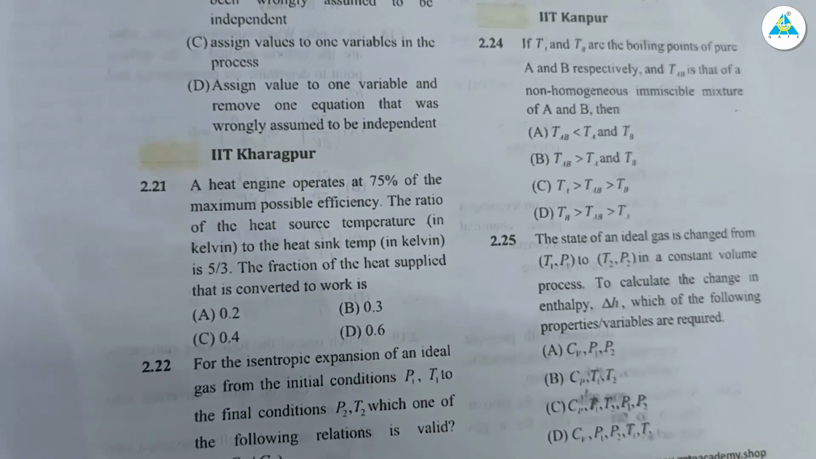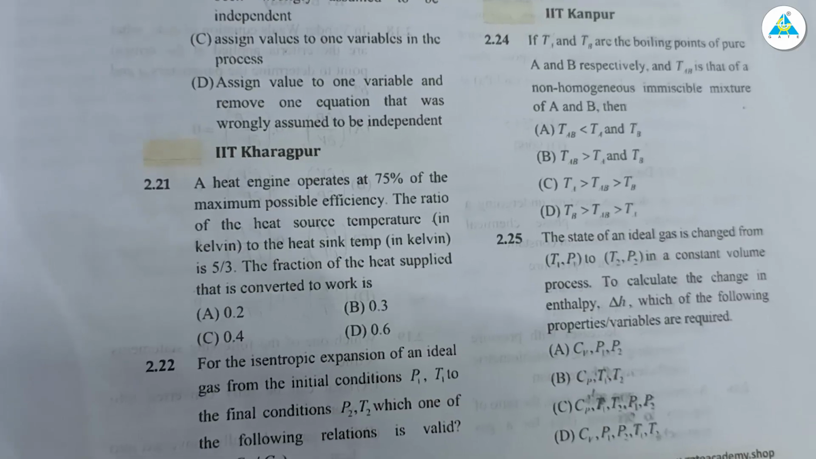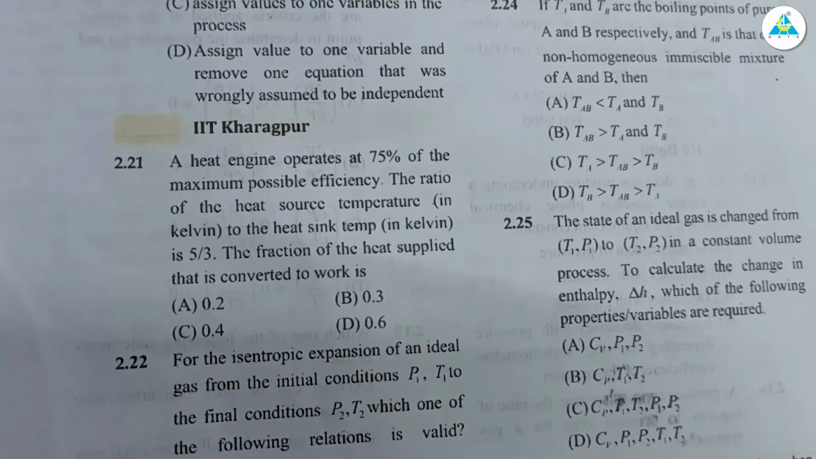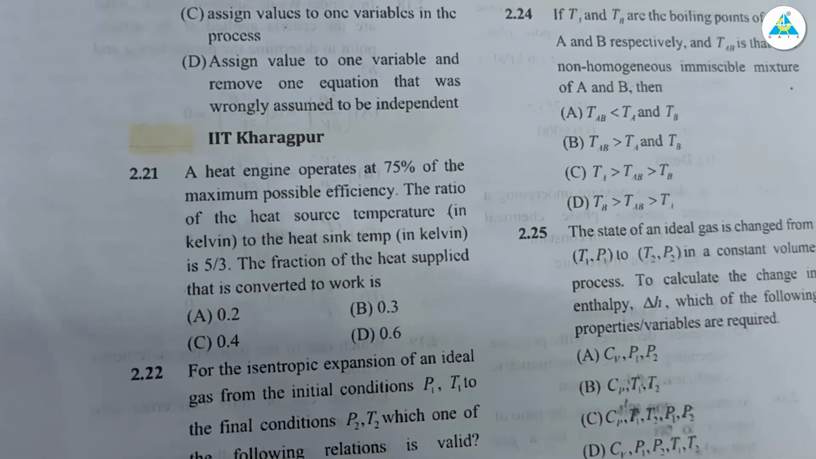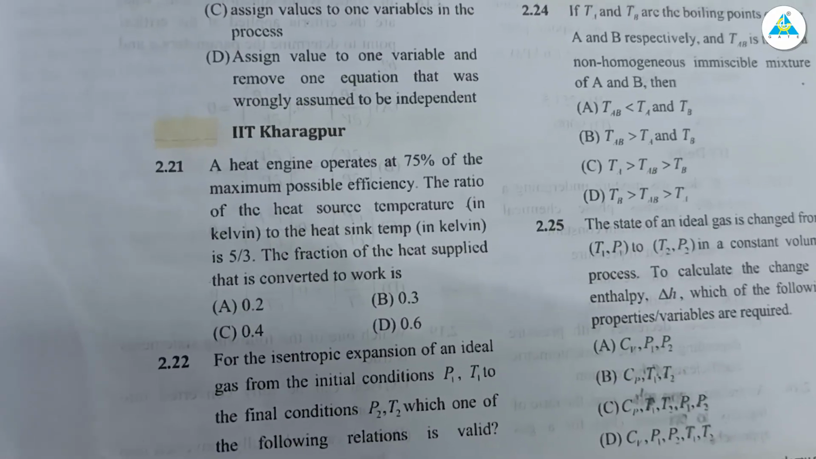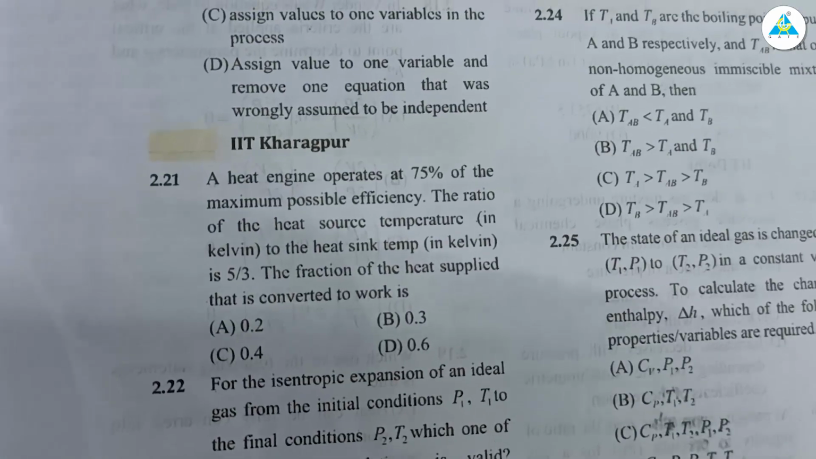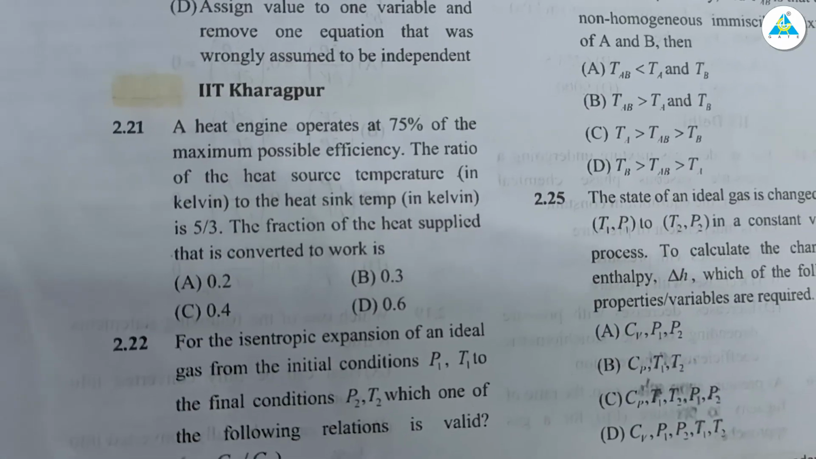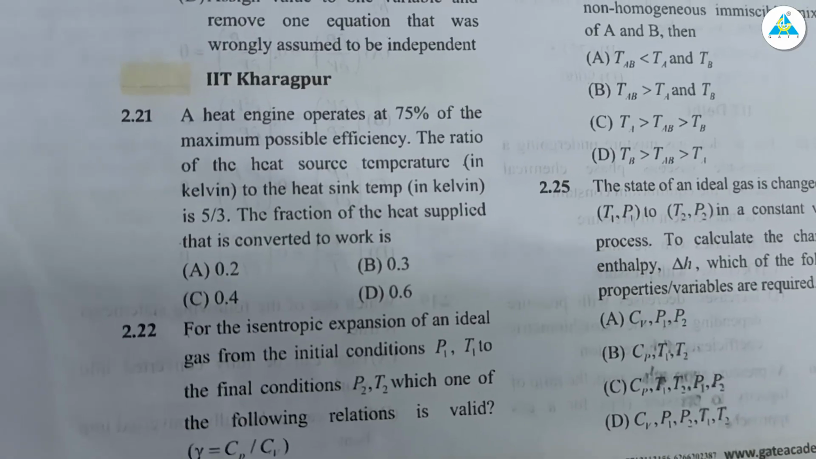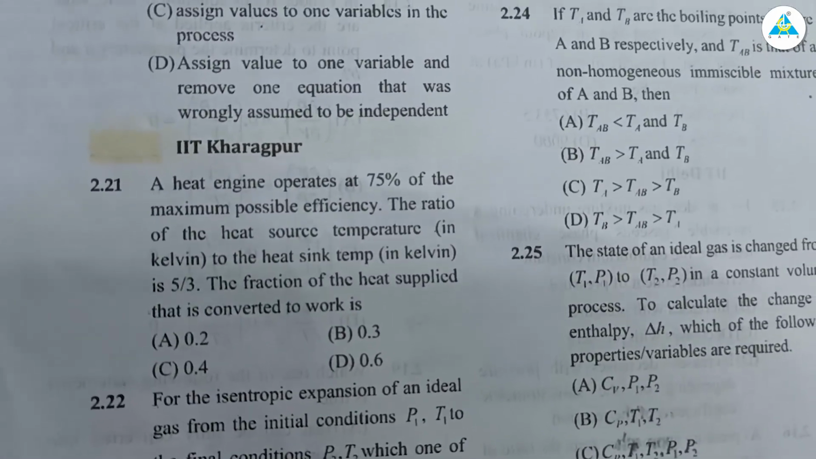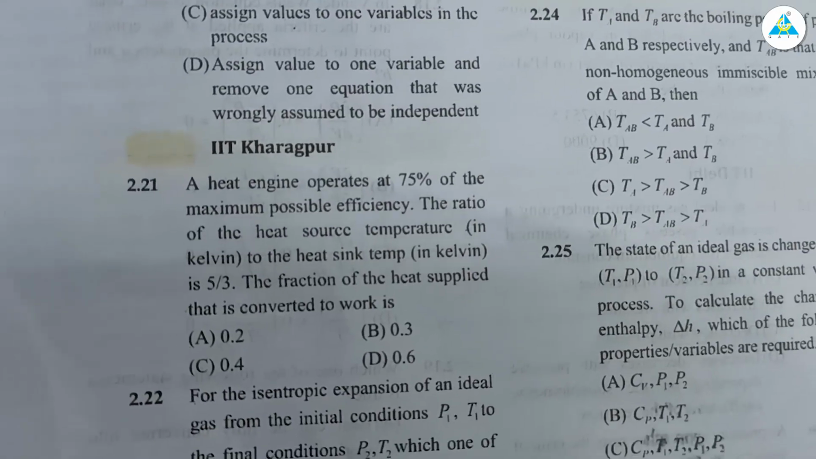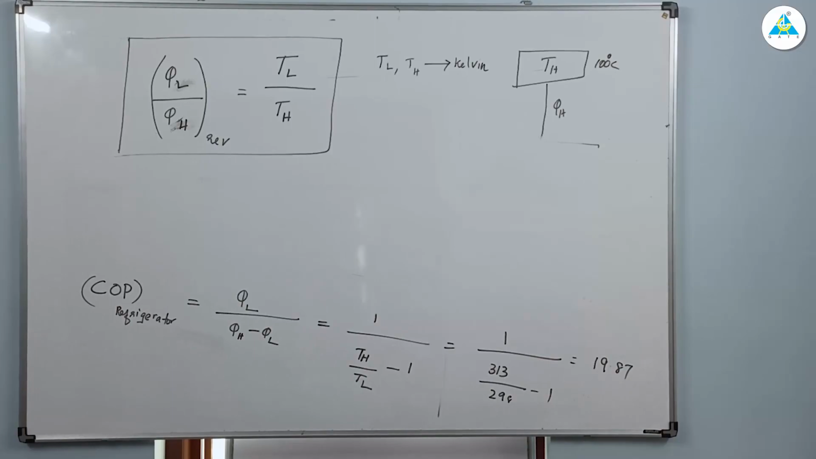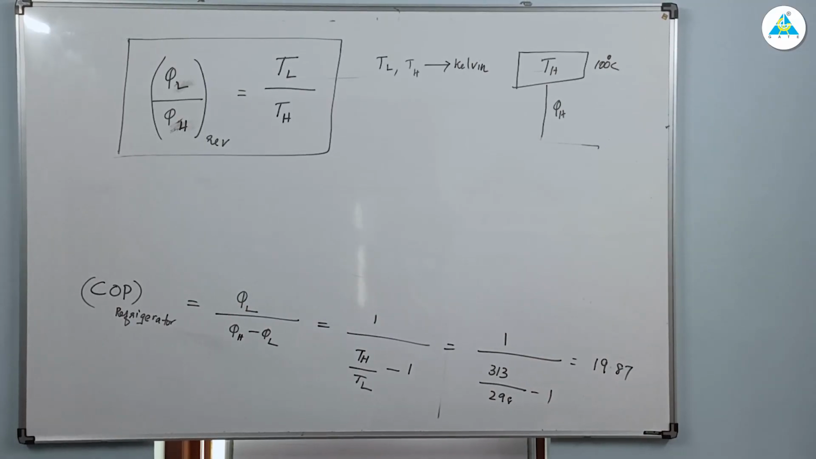A heat engine operates at 75% of the maximum possible efficiency. The ratio of heat source to the heat sink temperature is given as 5/3. The fraction of the heat supplied that is converted to work is, right? That is the question, so you can see the options and solve it. Clear? So read the question carefully once again.